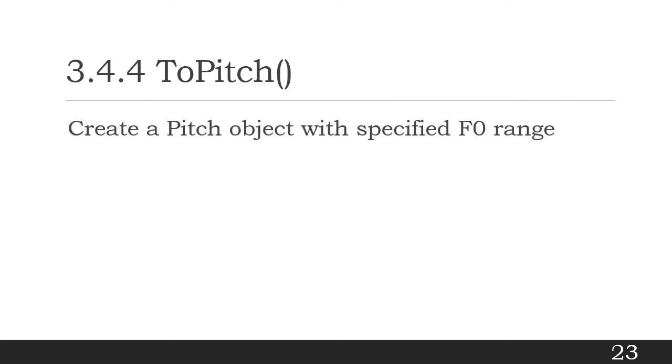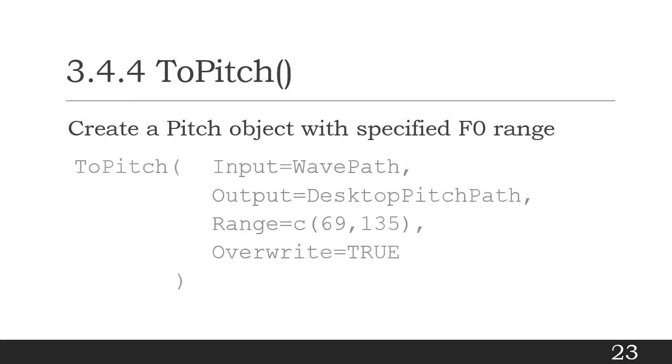Next, let's talk about toPitch. This creates a pitch object with a specified F0 range. So for example, you can run something like this. Input is where you have the wave file on your computer. Output is the path you want to save this to. Note that I have chosen a desktop pitch path, so it specifically goes on your desktop, not inside the R package.